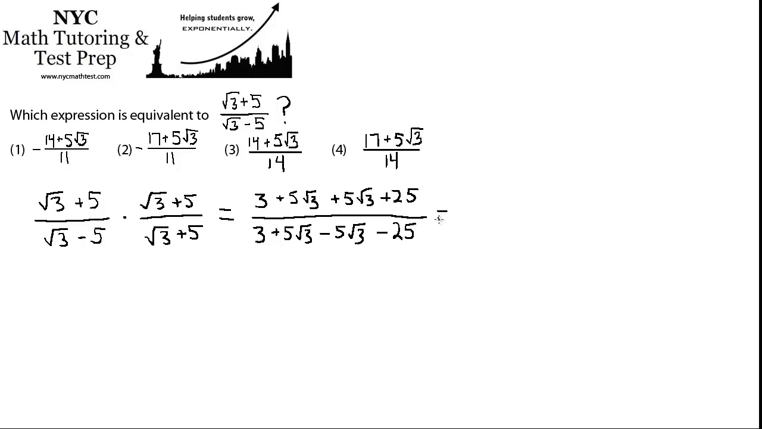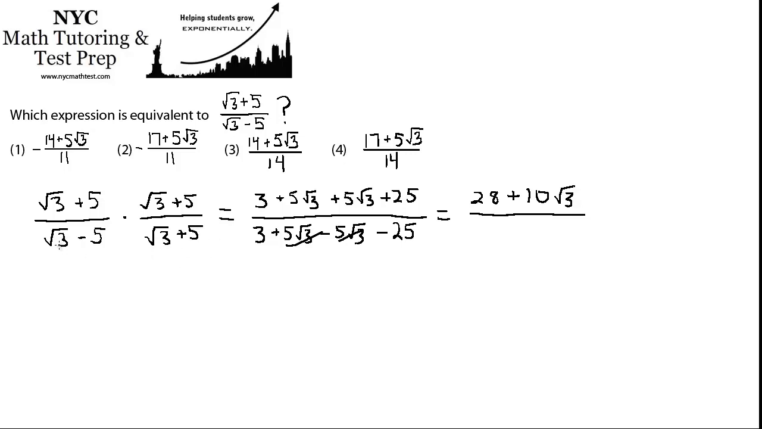The numerator becomes 3 plus 25 is 28. And 5 rad 3 plus 5 rad 3 is 10 radical 3. And the denominator, notice those middle terms, the 5 radical 3 positive and 5 radical 3 negative, are going to cancel out, right? Because these are just the opposite of each other. And it's good that they do, because we wouldn't want to have a radical in the denominator, or else our answer wouldn't be rationalized anyway. And that's really why we use the conjugate. That's what the conjugate does.